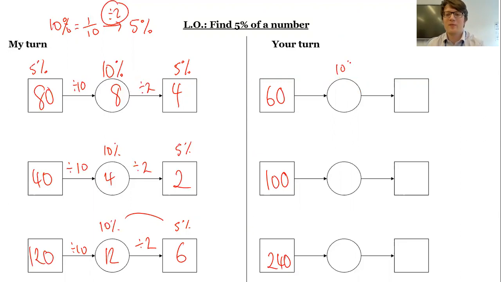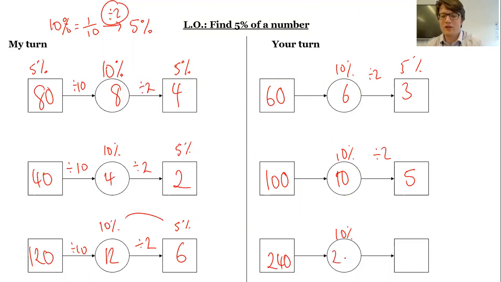Okay, so remember, first step, we're always going to find 10%. 10% of 60 is 6, and then I'm going to divide by 2 to find 5%, which is 3. Same here. 10% of 100 is 10. 5%, therefore, dividing by 2 is 5.